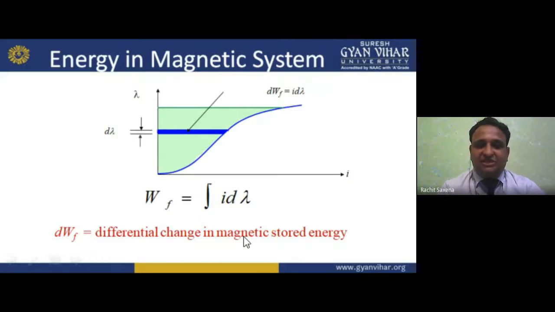Now, the differential change in magnetic stored energy. We have some differential change, and here we can write i dλ, that is the energy we have. The graph is showing this: dλ is the gap, λ is the whole thing, with the current i. So dWf is equal to i dλ. We can find that i is there and some differential change in it, that is dλ. So we can say this is energy in a magnetic system.